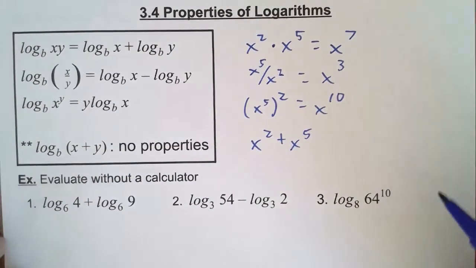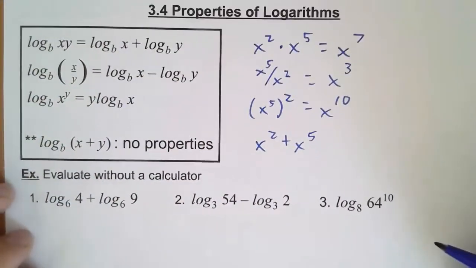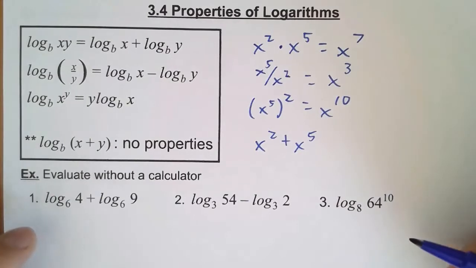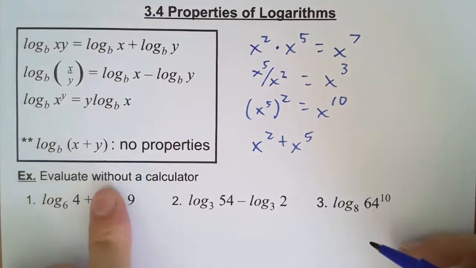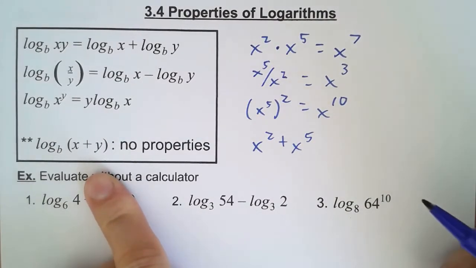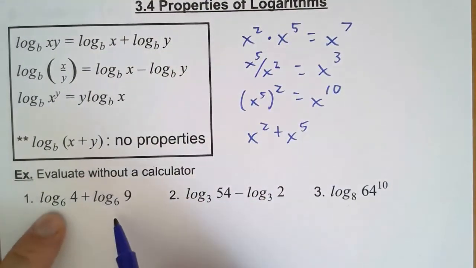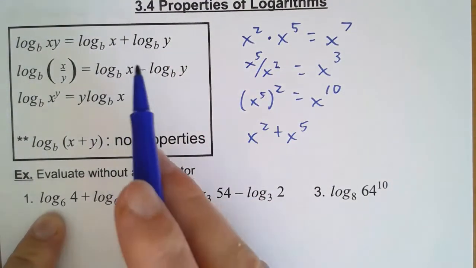Okay. All right, so let's use these properties here. Let's say we want to evaluate these without a calculator. Of course, in a calculator, you could just type them in, but what if we don't have a calculator? Well, if we look at just this first one here, that would be an exponent that we put on 6 to get 4. We would need a calculator to figure that one out. But notice they have the same base here. And so let's use our log properties.